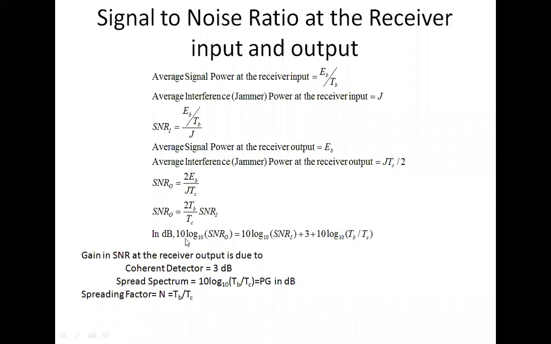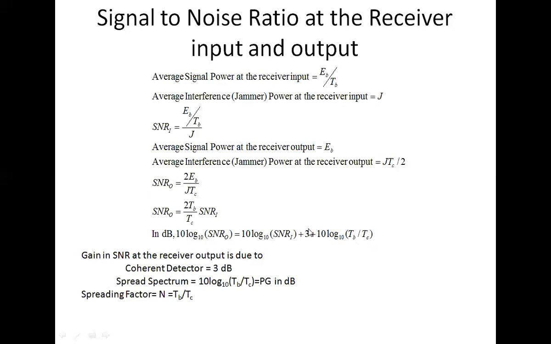So in dB, 10 log to base 10 SNRO is equal to 10 log to base 10 SNRI plus 3 dB, that is 10 log to base 10 of 2, plus 10 log to base 10 of TB by TC. So what is the gain in SNR at the receiver output now? This is SNR at the output, SNR at the input. So how much is the gain? Gain is given by the last two terms.